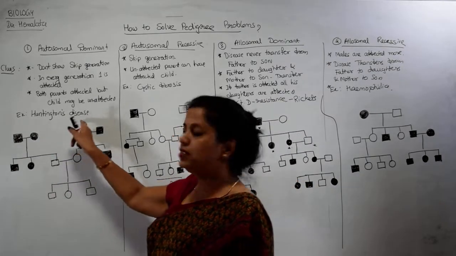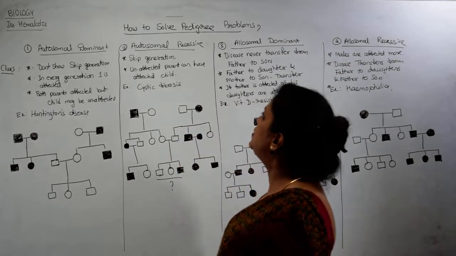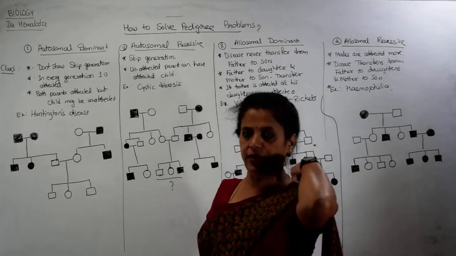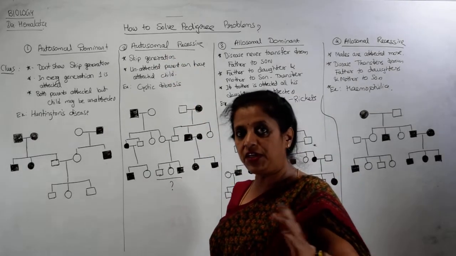The example for this is Huntington's chorea. I told you Huntington's disease also we call it. Now, the second type of inheritance is autosomal recessive. Autosomal recessive means it remains a recessive condition.